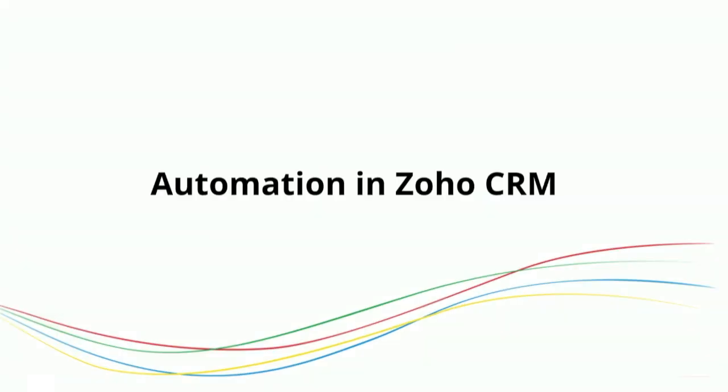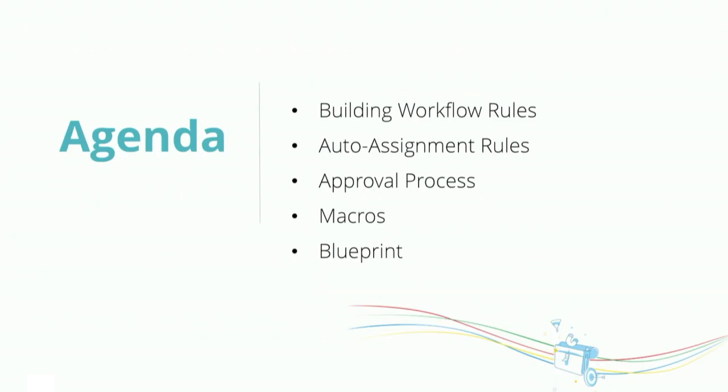All right, so in this session, again, we're going to be talking a little bit about automation within the CRM. Let me talk a little bit about what exactly we're going to be discussing. So what we're first going to talk about is building out workflow rules inside the system, and then we'll talk specifically about a set list of some of the automation features, namely auto-assignment rules, approval processes, and also macros.